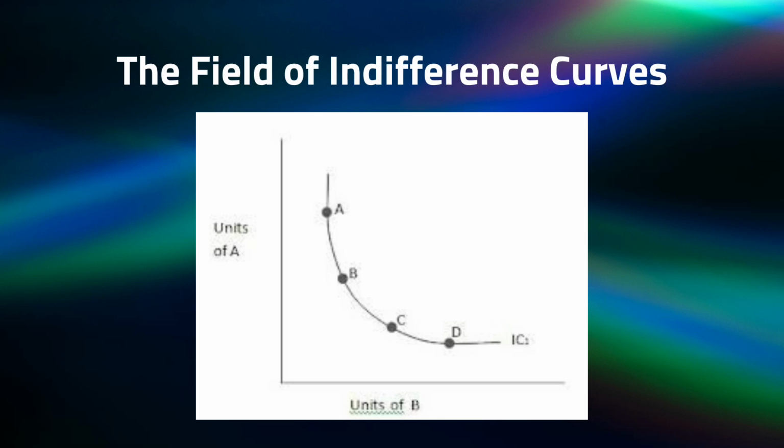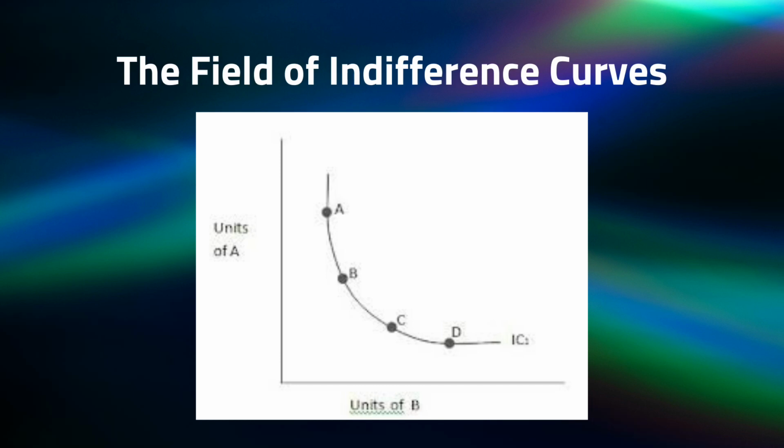And since all the points on a given indifference curve have the same level of utility, it must be true that all points on higher indifference curves have greater utility than all points on lower indifference curves. These arguments about the shapes of indifference curves and about higher or lower levels of utility do not require any numerical estimates of utility, either by the individual or by anyone else.